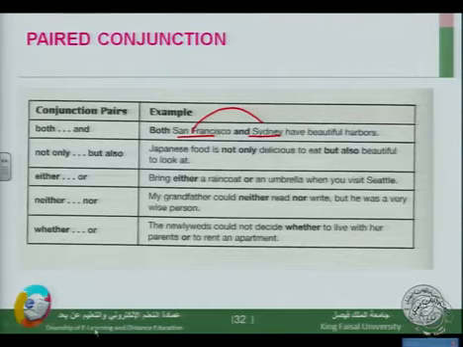Japanese food is not only delicious to eat, but also beautiful to look at. Notice, adjective with adjective. To eat, to look. So this is how the paired conjunctions can join the same structure.